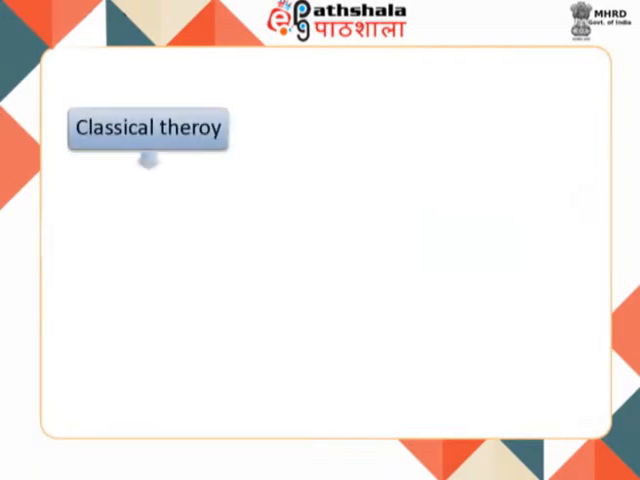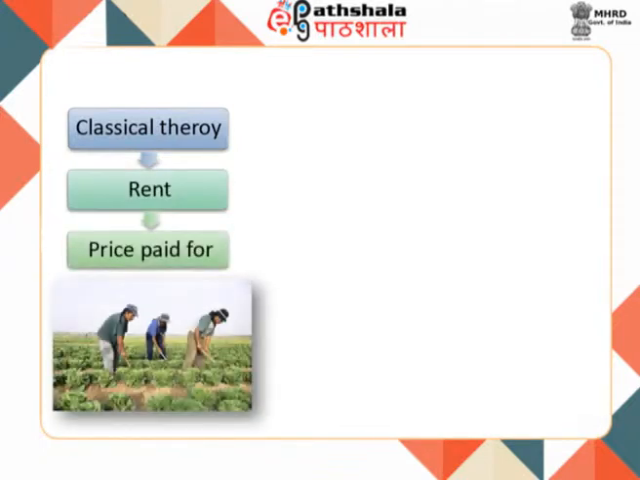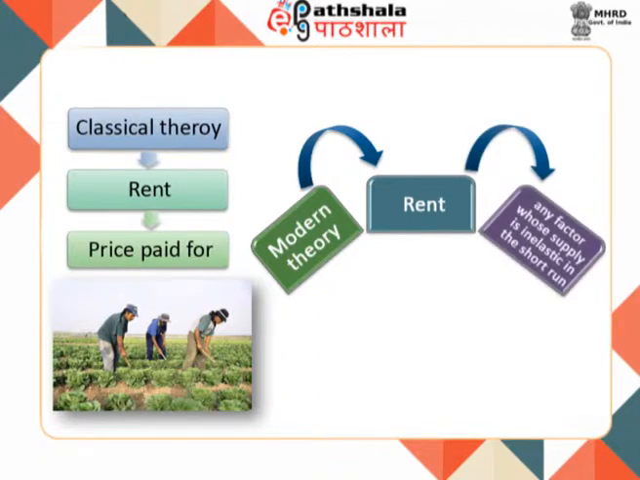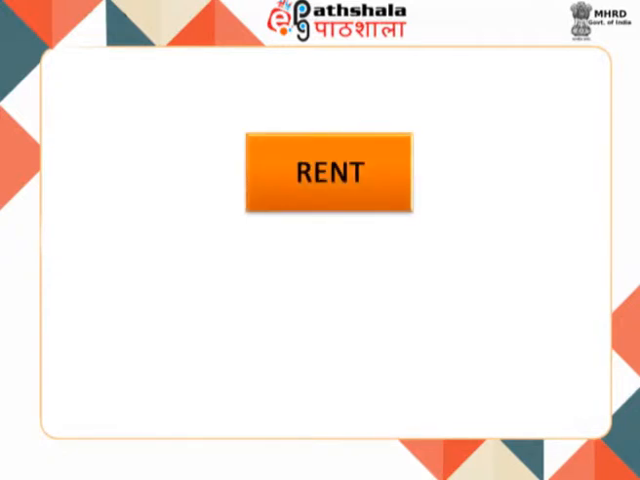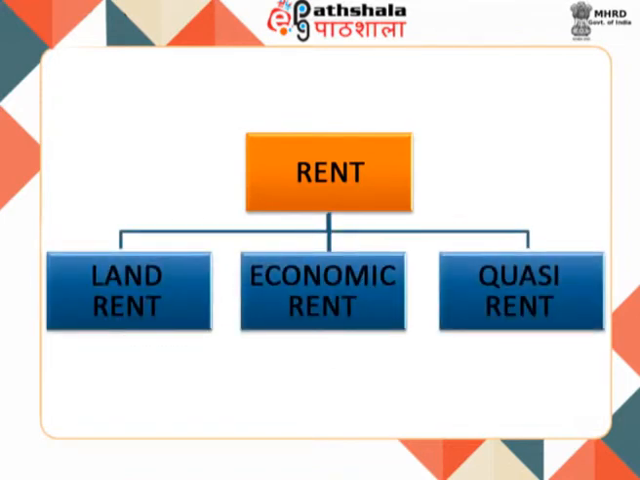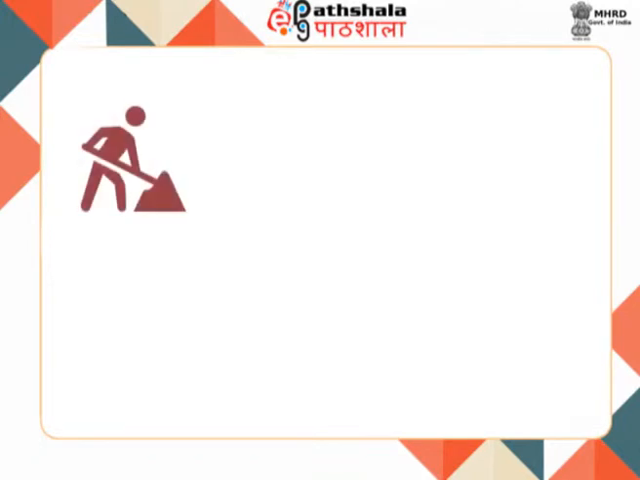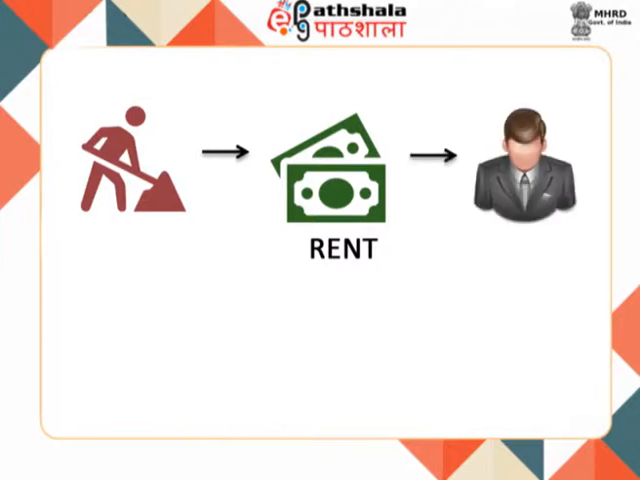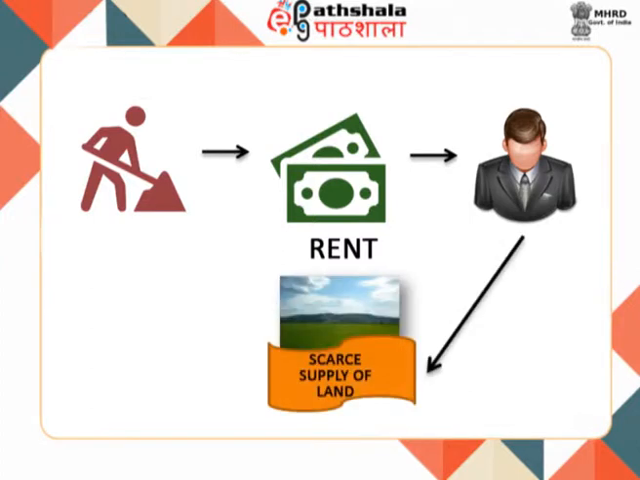According to classical theory, rent is the price paid for the use of land. However, in modern theory, the concept of rent is not confined to land. It can be applied to any factor whose supply is inelastic in the short run. There are three different concepts of rent: land rent, economic rent, and quasi rent. The land rent is paid by the tenant to the landlord for hiring land, and the landlord obtains this price because of the fact that the supply of land is scarce.